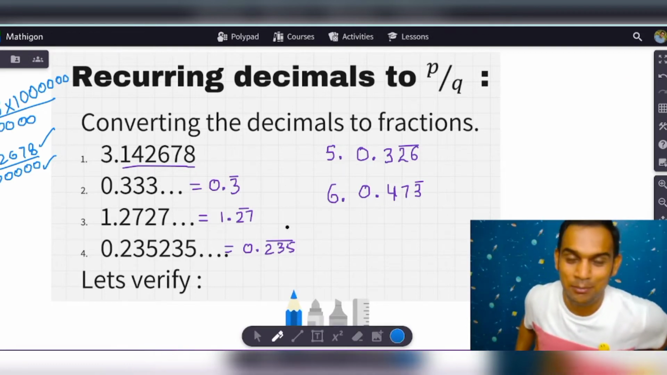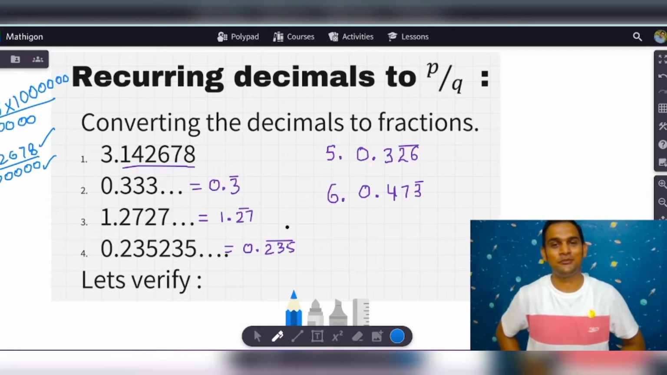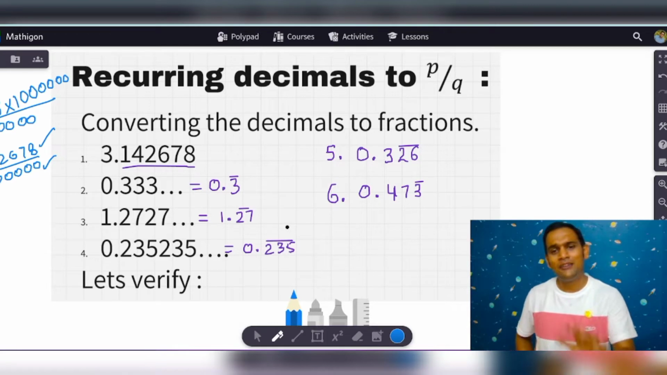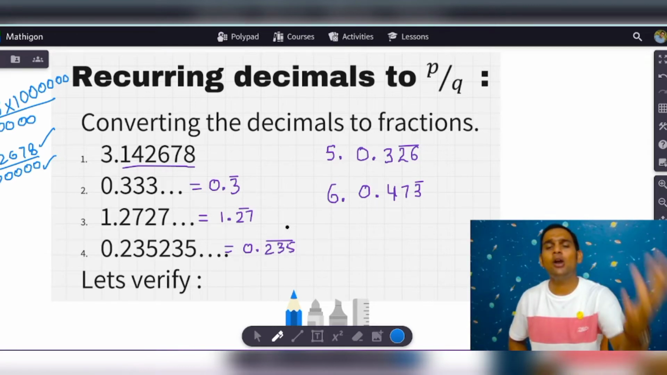Now, the main hero of this particular video is how to convert recurring decimals to p by q form. I have taken 5 different examples, all of different kinds.